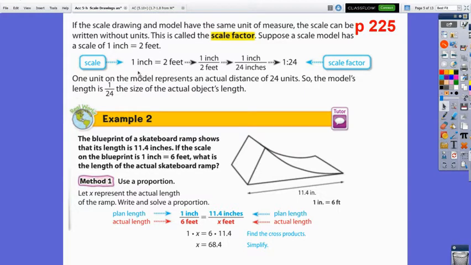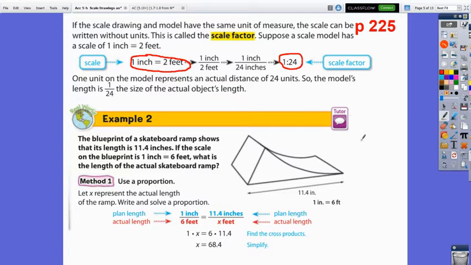So if a model has a scale of 1 inch in the model is 2 feet in real life, the actual scale factor for this, you have to make these the same units. So we convert feet to inches, that's 24 inches. So it's 1 inch to 24 inches, or 1 to 24. This would be the scale factor. The scale is 1 inch to 2 feet. That's a scale. Scale factor, 1 to 24.